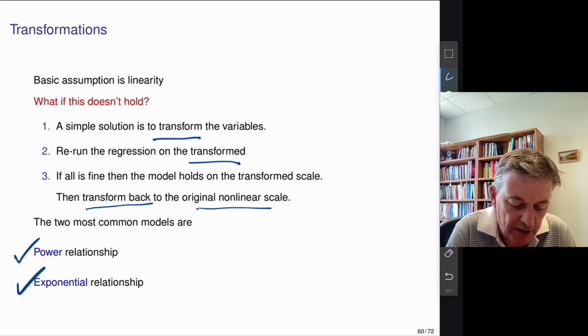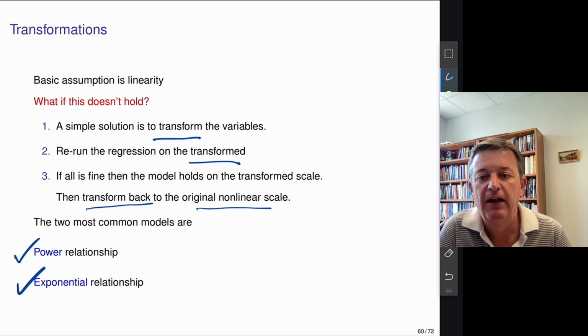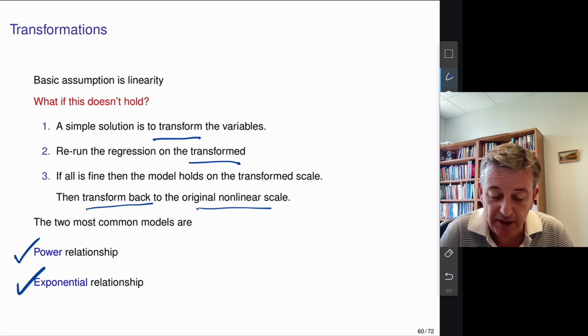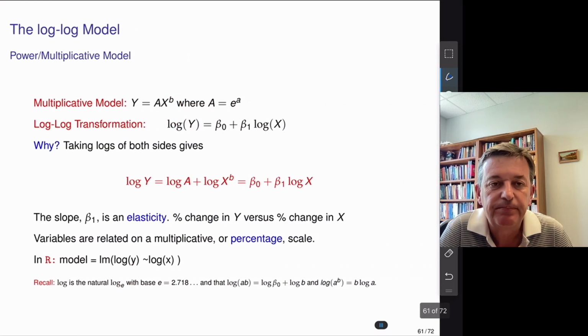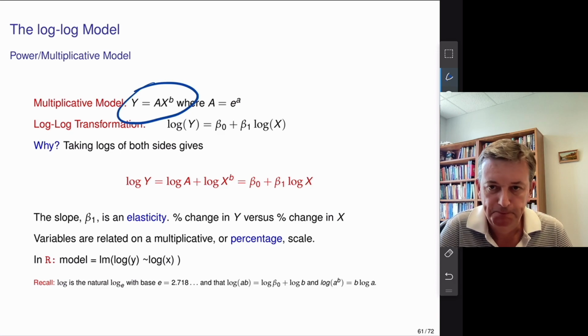And the two that we'll look at are the two most common ones, particularly the power one. Let's look at how you estimate power relationships in R, and then we'll also look to see how you estimate an exponential relationship. So by a power relationship, I mean a multiplicative model. So I mean a model that looks something like this. Y is equal to some big constant, capital A, x to a power.